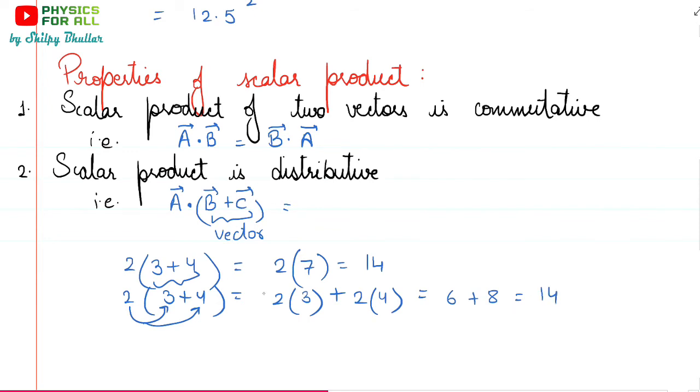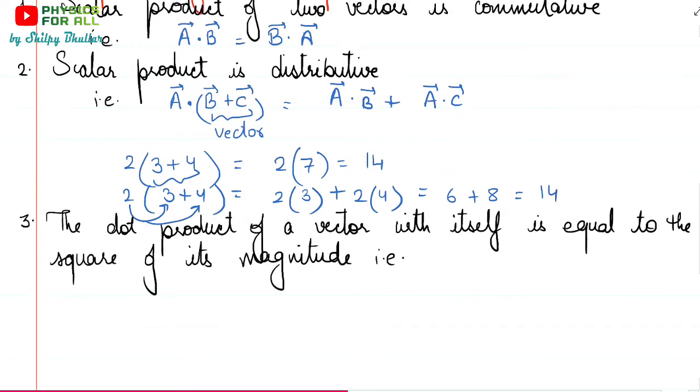This is the simple representation of this portion. So we can write this as A dot B plus A dot C. This is the meaning of distributive. You can distribute a vector over any other vectors inside the bracket. And one more thing: the operation between those vectors should be either addition or subtraction, only then, because that would give us a vector.